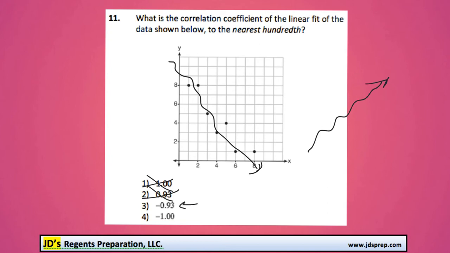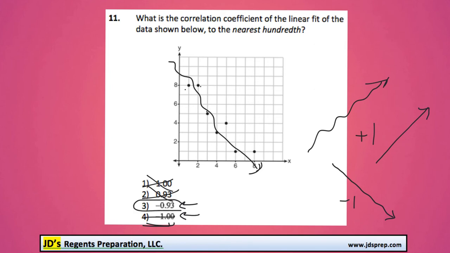Now looking at the other two options we have here, note that option number 4 is exactly negative 1. When we have a correlation coefficient that is exactly negative 1, that means the points form a perfectly straight line. If the correlation coefficient was positive 1, it would form a perfectly straight line moving upwards. But we can see from the data here, these points, that it's not a straight line. It kind of jumps around a little bit. So that means it has to be option number 3.